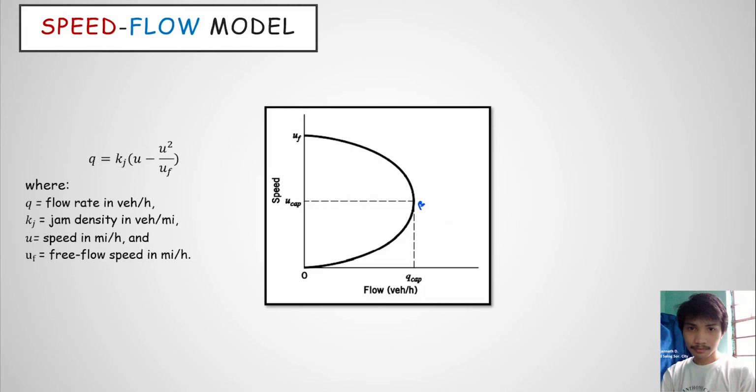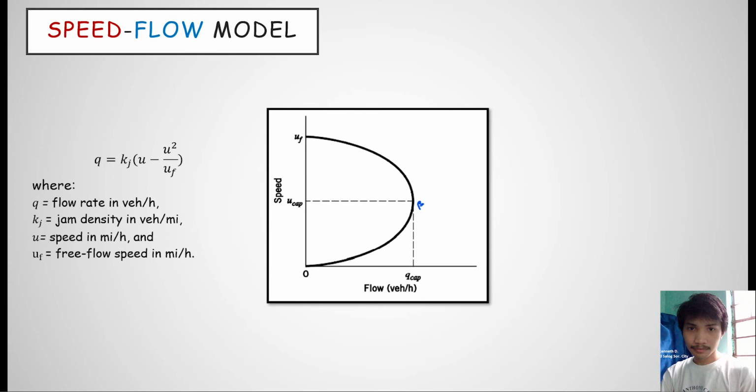Speed flow model. The formula for this is flow is equal to jam density times the quantity of space mean speed minus space mean speed squared over free flow. In the speed flow model, at flow 0, there will be two possibilities: it is either at jam density or the cars are at free flow. And as flow increases, reaching Q max, maximum flow, we get the average space mean speed.